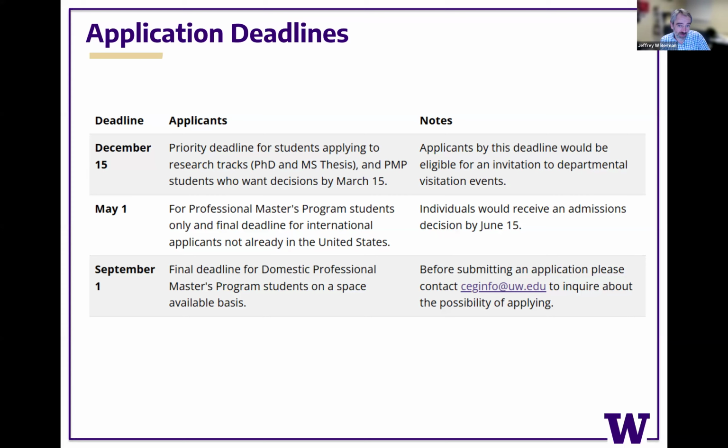If you are interested in the professional master's program, but you do not need a decision by March 15th, then we want your application by May 1st. And then we promise to notify you of admission by June 15th. And then the final deadline for domestic professional master's program students on a space available basis is September 1st. But really, if you're interested, you should apply by May 1st if you can.